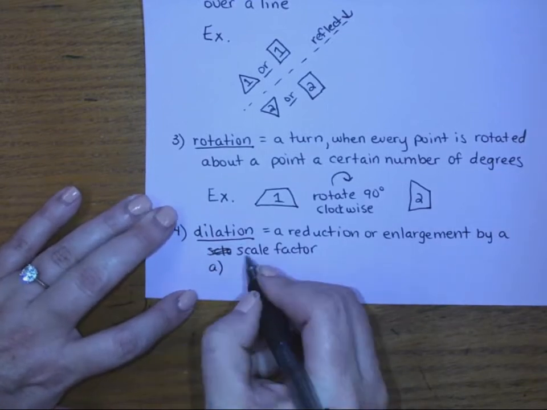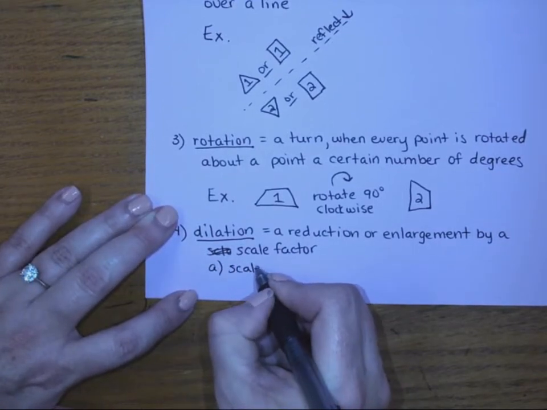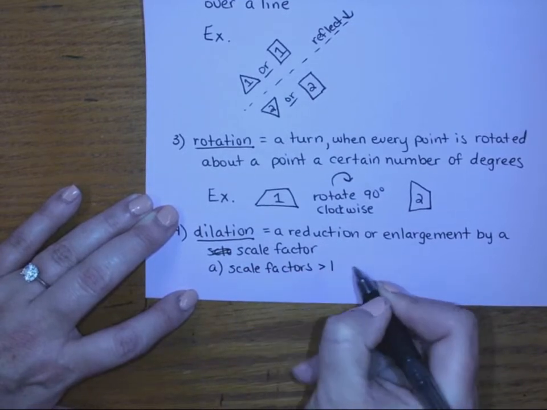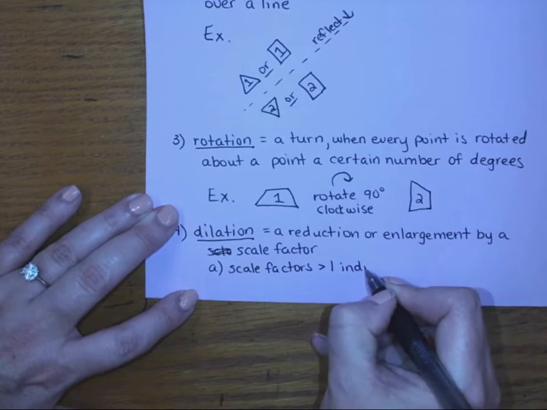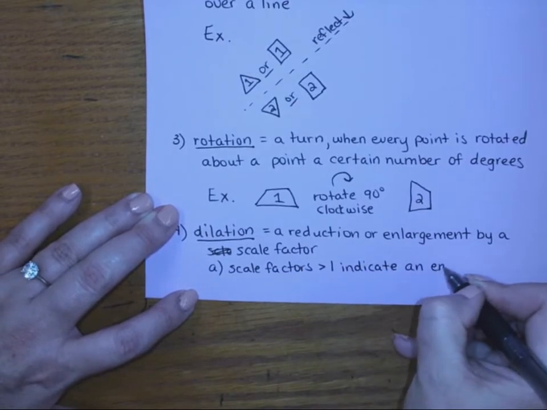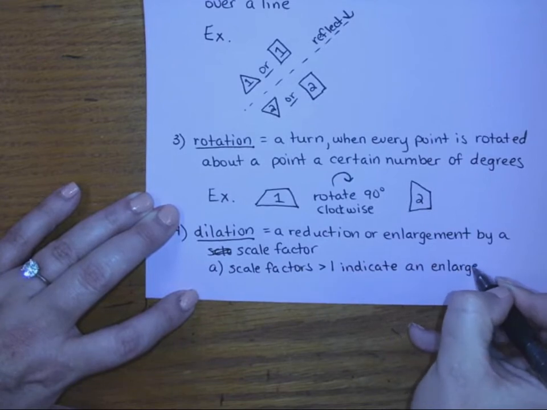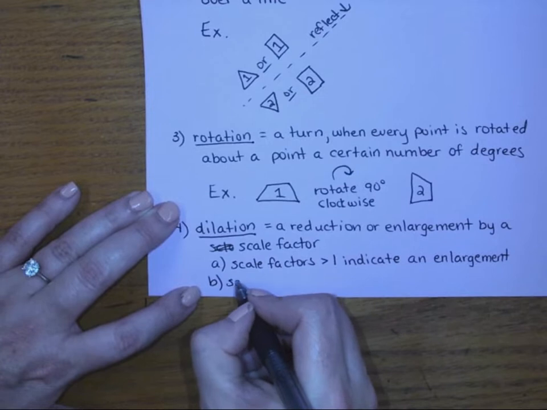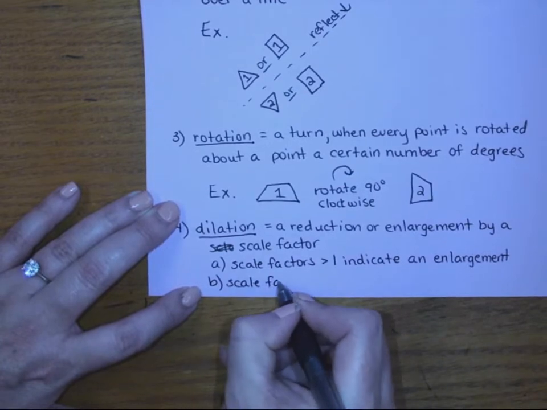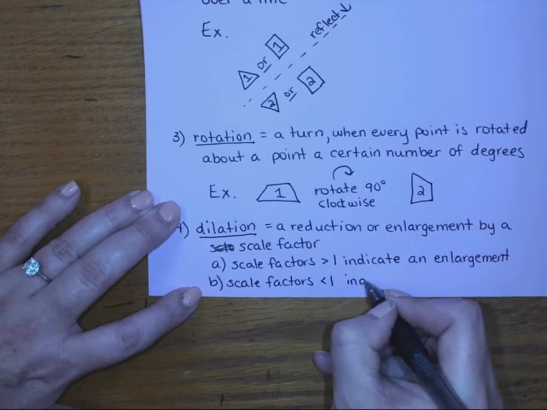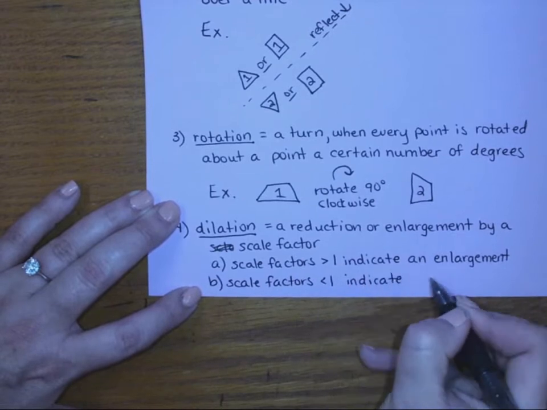So let's go ahead and write that down. Scale factor is greater than 1. So in other words, if the scale factor was, for instance, 3, you would be making the shape 3 times bigger in every way. All the measurements would be triple. But if the scale factor was, say, a half, you would be making all the measurements reduced to a half of their current length. So scale factors less than 1, any fraction less than 1, indicate a reduction.